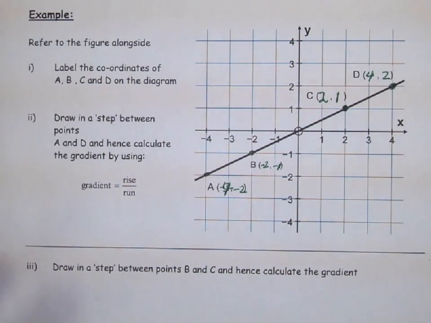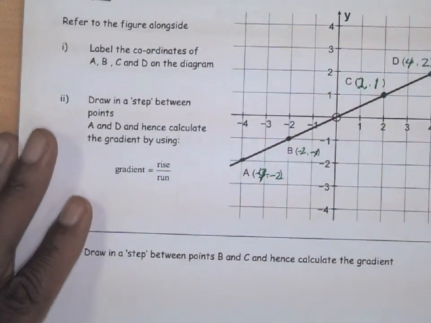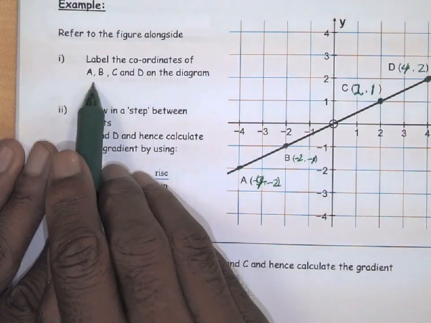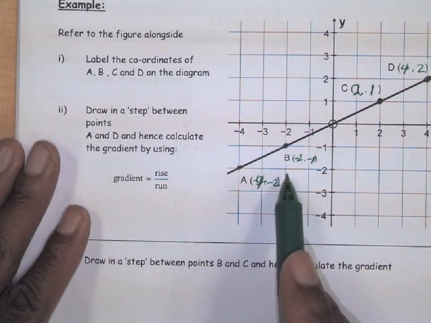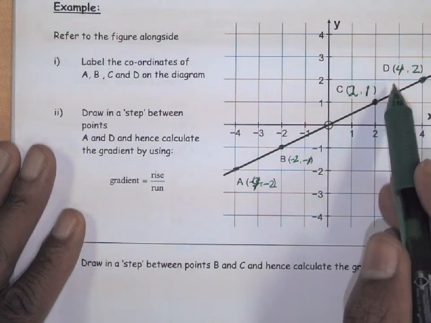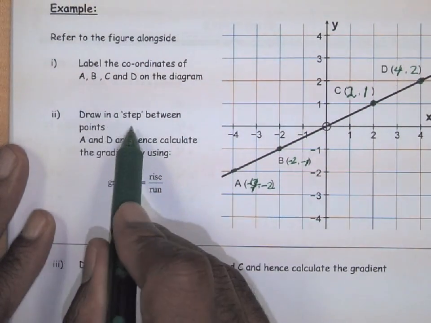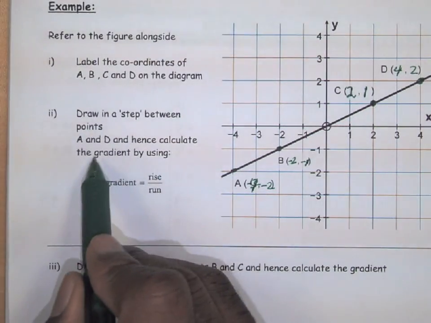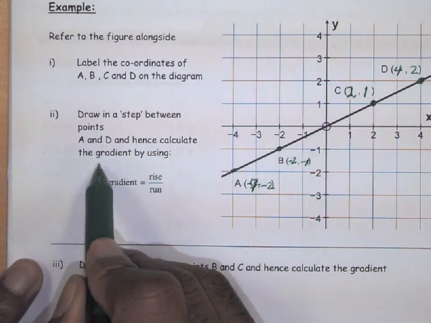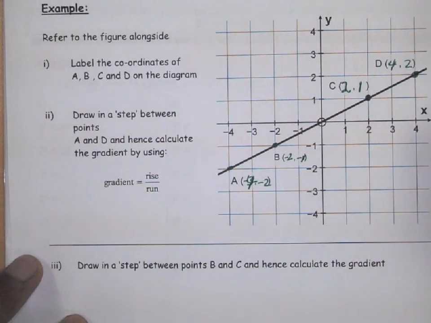Okay, so now let's look at this. What we have to do is calculate the gradient. So we have labeled the coordinates of A, which is minus 4, minus 2; B, minus 2, minus 1; C, 2 and 1; and 4 and 2, the coordinates of D. Draw in a step between the points A and D and hence calculate the gradient by using rise over run. So let's calculate, what is this saying?